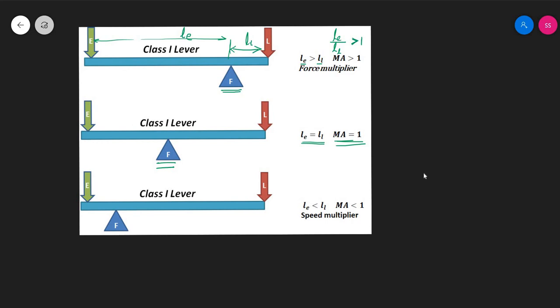So this is a force multiplier, and a good example is using a crowbar with a stone. And if your fulcrum is closer to your effort, then you have the case of a scissor, wherein your effort arm is much smaller than your load arm, and hence your mechanical advantage is less than 1, and what you get here is a speed multiplier.